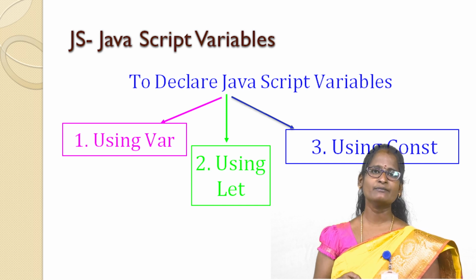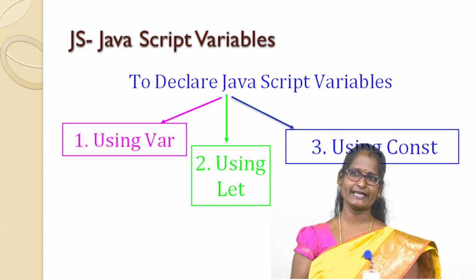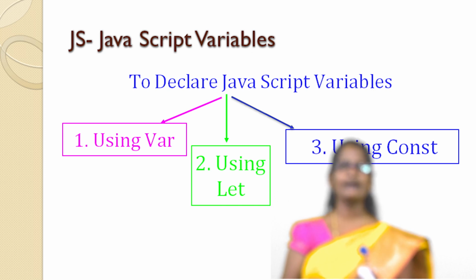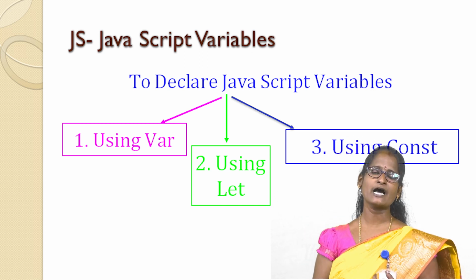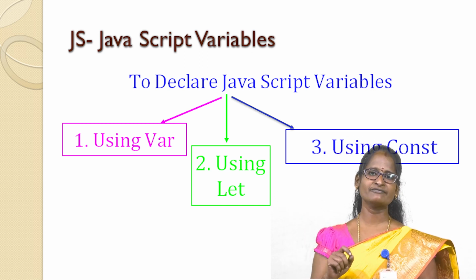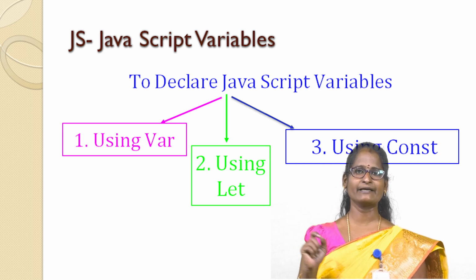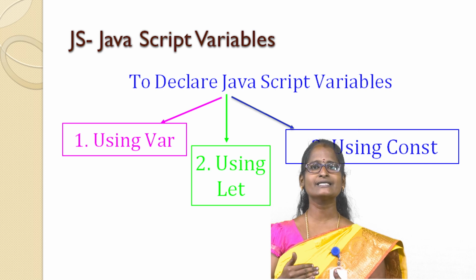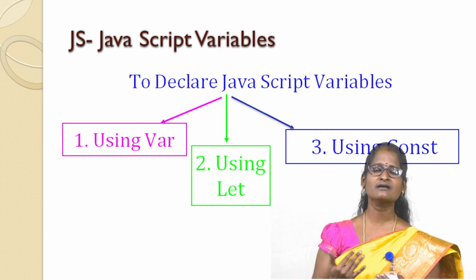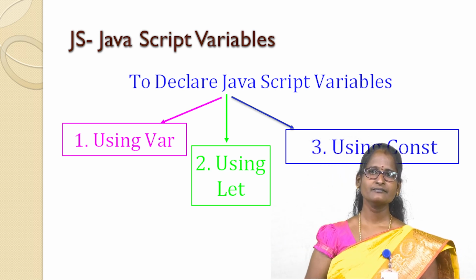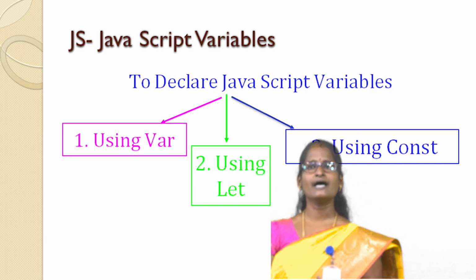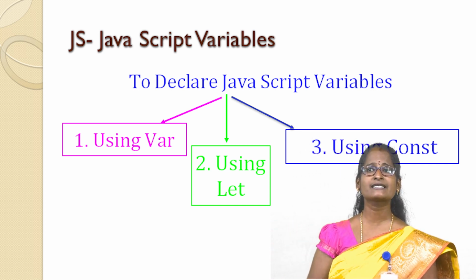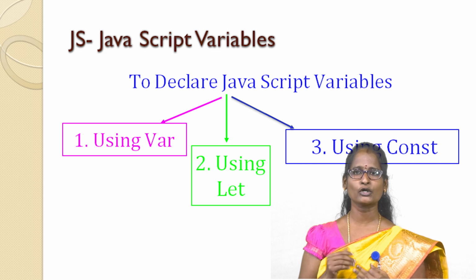JavaScript variables should be declared. There are three methods we use for initialization of variables in JavaScript. The first one is using var. The next one is using let. The next one is using const. JavaScript variables are always declared with var, let or const.